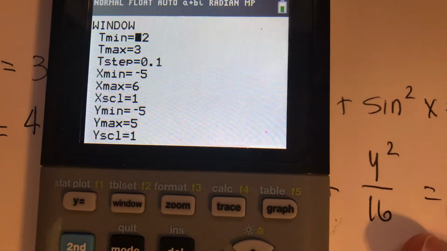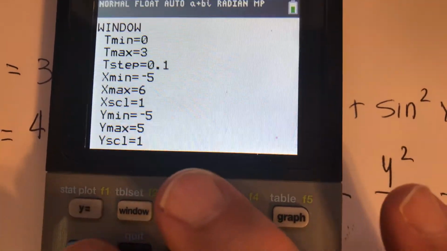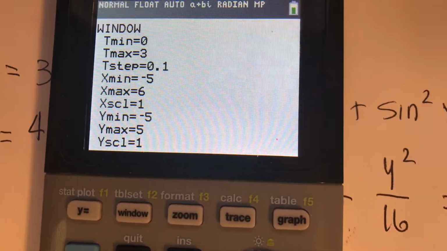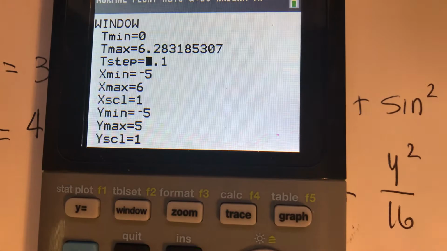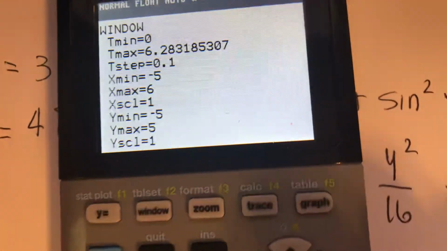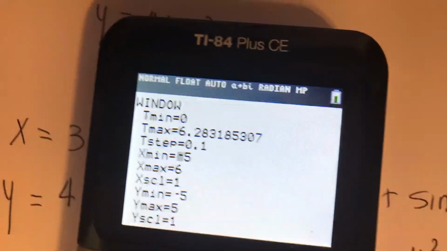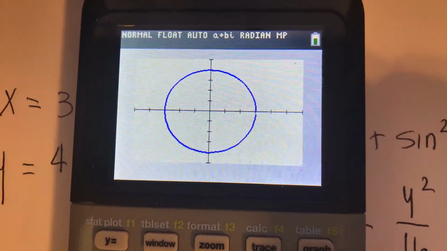Now whenever I'm involving sine and cosine, I need to change my t min and t max to 0 is min, 2 pi is my max. I don't have to change any of this unless I want to. Press graph. I should get an ellipse.